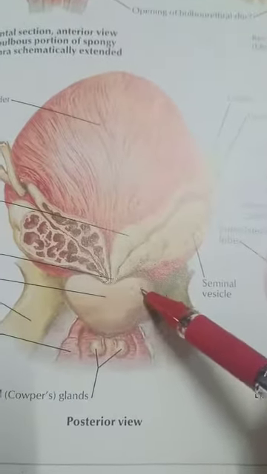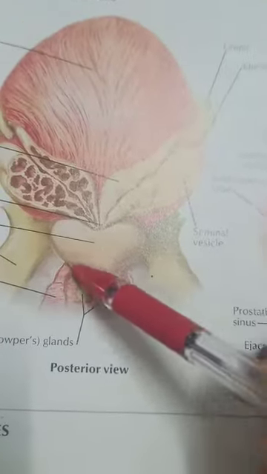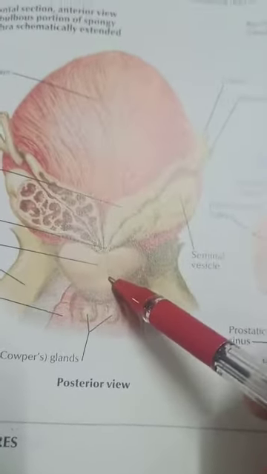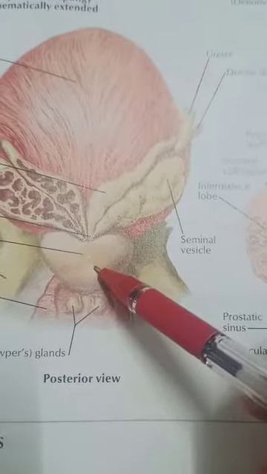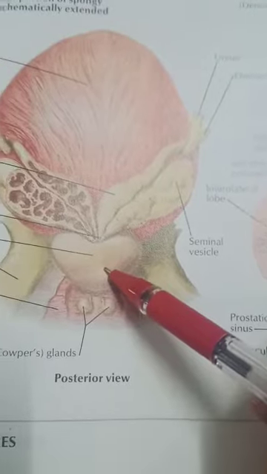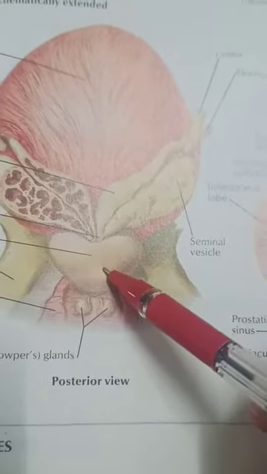And here we can see a triangular shaped structure, an inverted pyramidal shape structure. This is the prostate gland. So the prostate gland is an accessory gland of the male reproductive system. The secretion of this gland will add bulk to the seminal fluid.